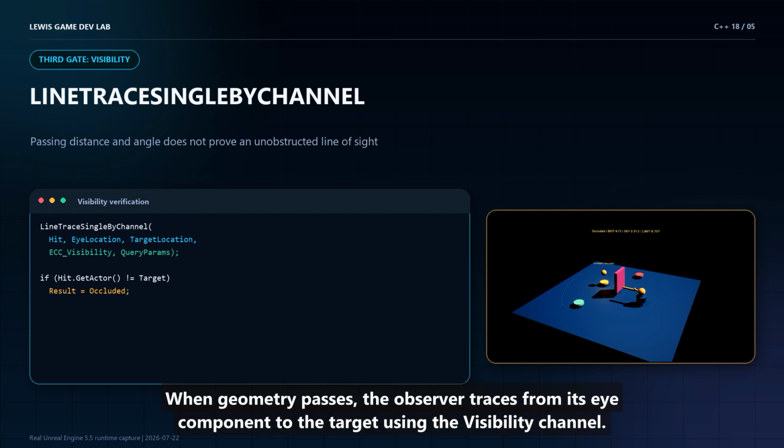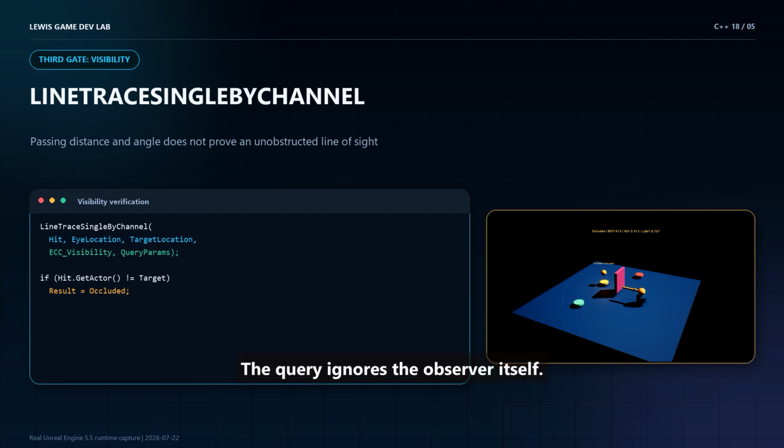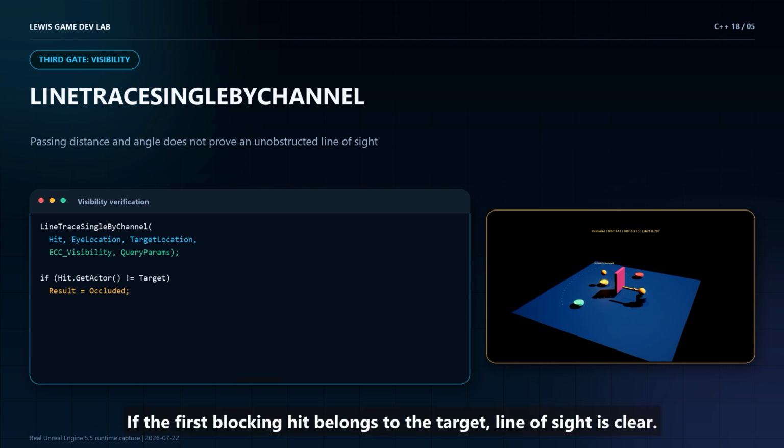When geometry passes, the observer traces from its eye component to the target using the visibility channel. The query ignores the observer itself. If the first blocking hit belongs to the target, line of sight is clear. If another actor blocks first, the result becomes occluded.